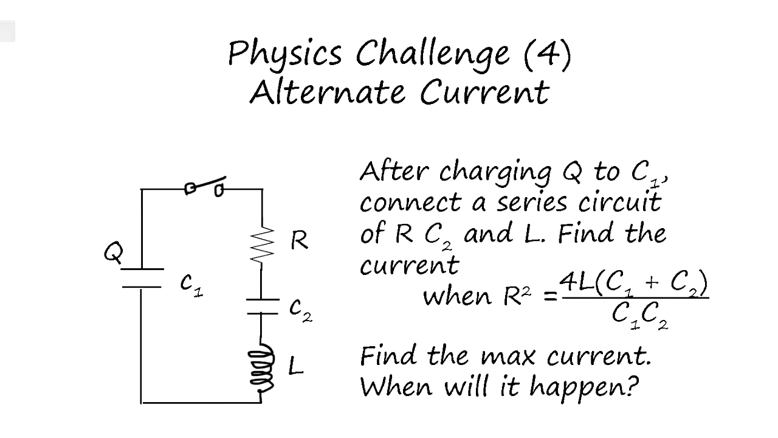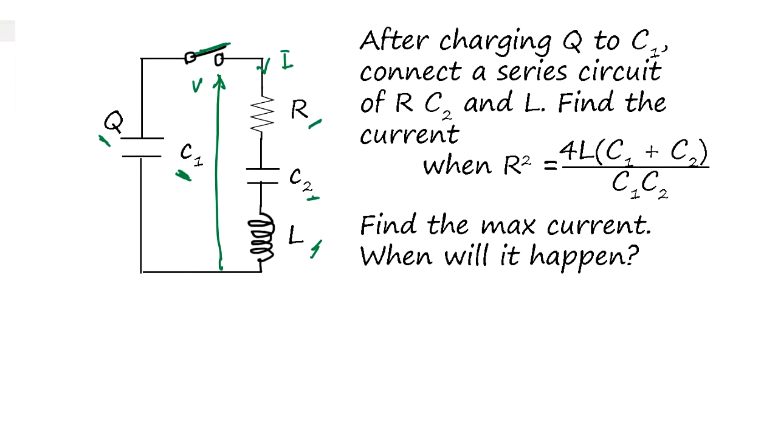Physics challenge for alternating current. We have a circuit with C1, C2, R, and L. Initially we charge Q, and we close the switch so current goes through. Suppose this is V. Find the current, the maximum current, and when the maximum current happens.